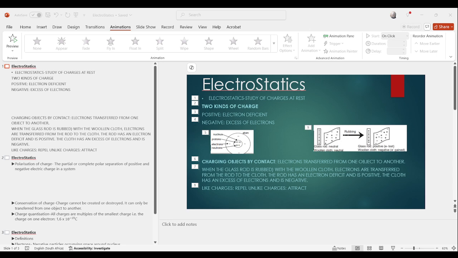Okay, so I'm just gonna do a problem on electrostatics. Then we'll be able to be on the same page.